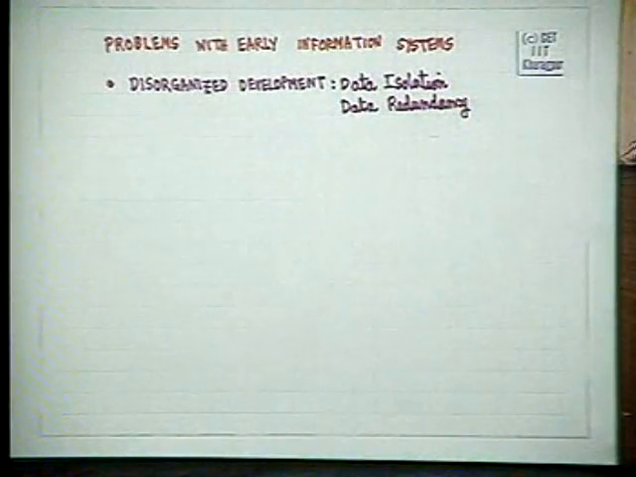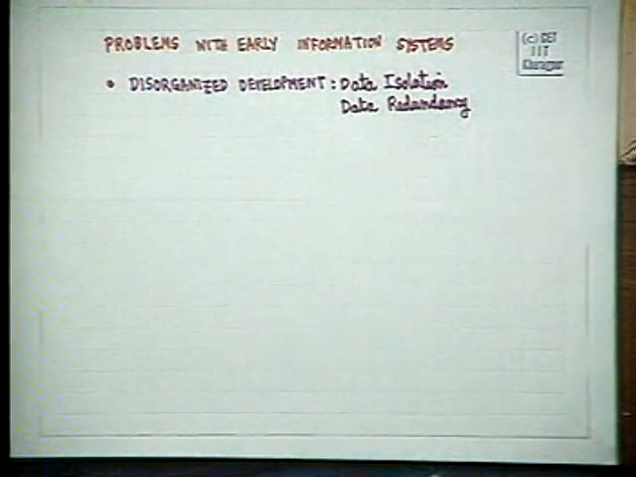Now these two led to several subsidiary problems, one after another. I will give you the next problem which cropped up, which was due to data redundancy.